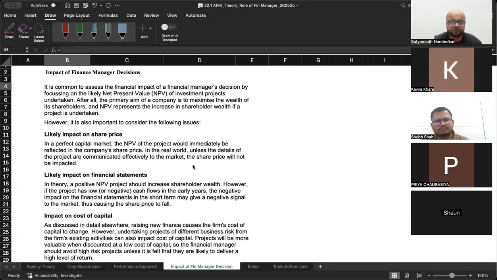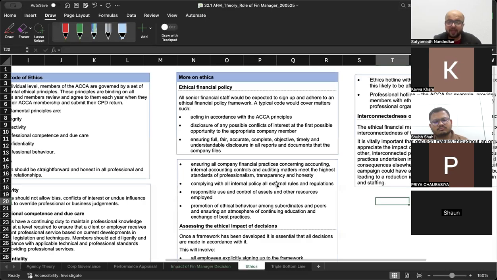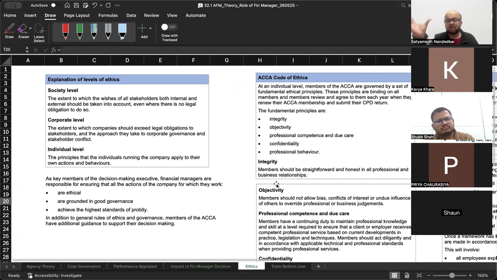Okay, now the ethics part. So, when we talk about the ACCA Code of Ethics, there are five fundamental ethical principles: integrity, which is truthfulness; objectivity means remaining bias free and not allowing conflict of interest or undue influence to override your business judgments; then, professional competence and due care.